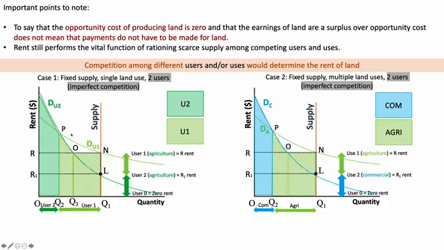However, beyond point P, the first user would not be able to outbid the second user because his earnings are lower, the demand curve is lower, and therefore beyond point P, the second user would start paying rent equivalent to his earning.